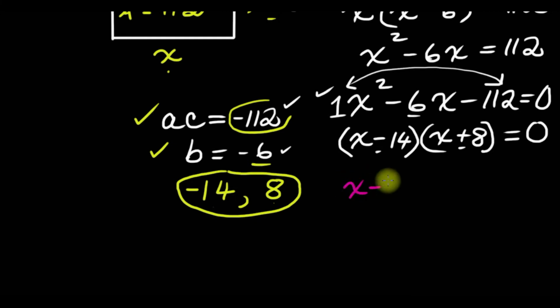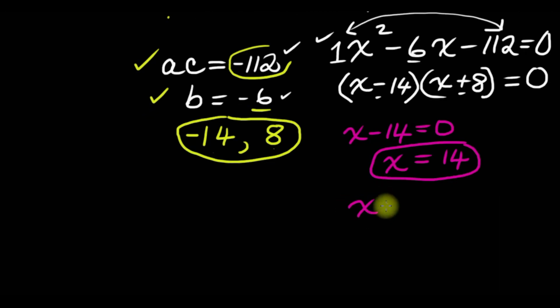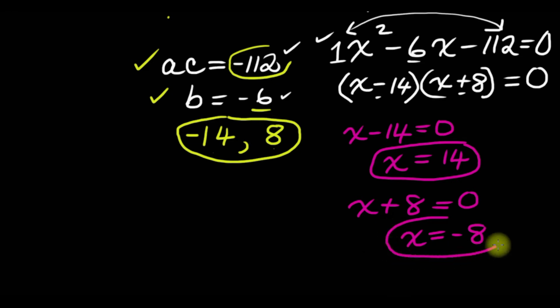So x minus 14 equals 0. So this here, we get 14. Okay, so x is 14 for this one. And then the other one is x plus 8 equals 0, right? And then when we solve, we get negative 8. Okay, so those are the two answers.